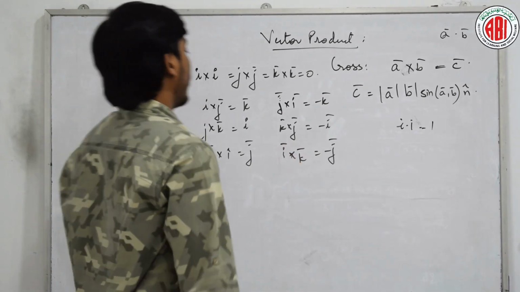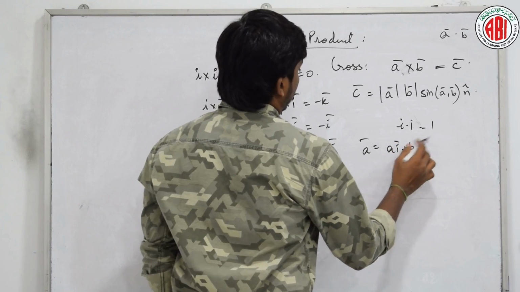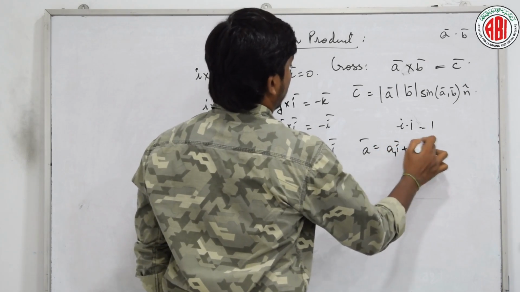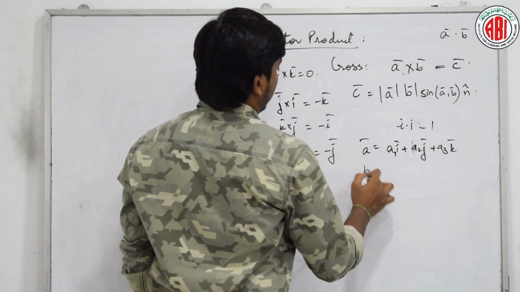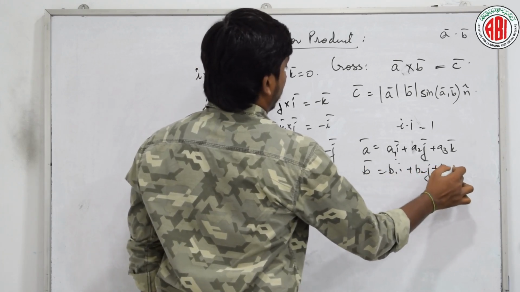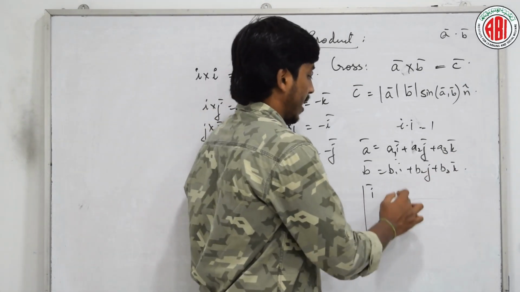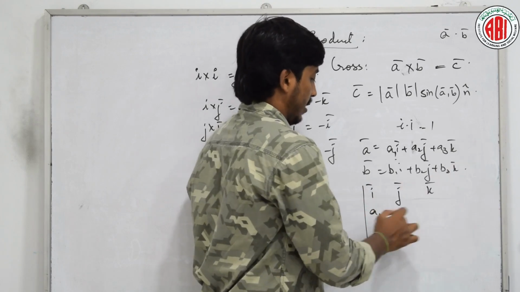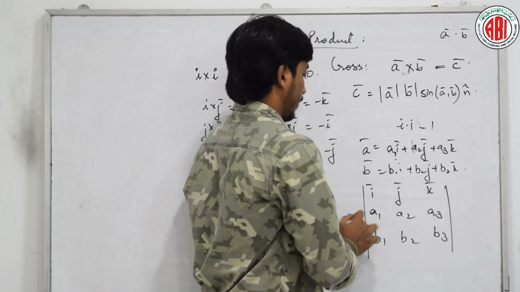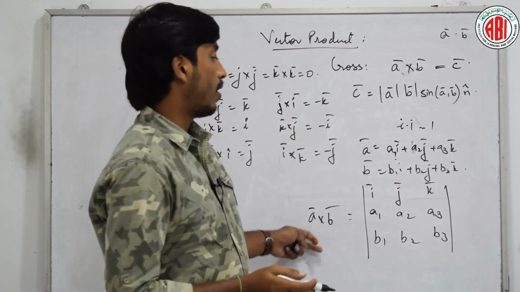Next, if I give you two vectors, let us say A bar is equal to A1 i plus A2 j plus A3 k, then B bar is equal to B1 i plus B2 j plus B3 k. Then the cross product is given as the determinant of i, j, k; A1, A2, A3; B1, B2, B3. Did you understand? This is how we will find the cross product.